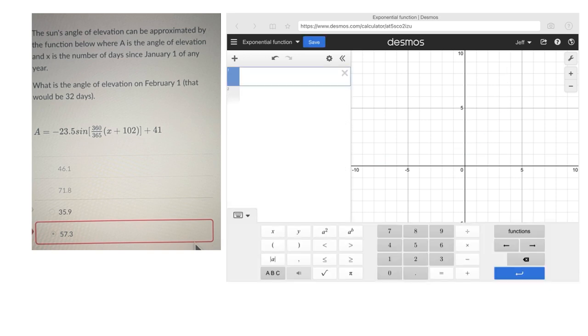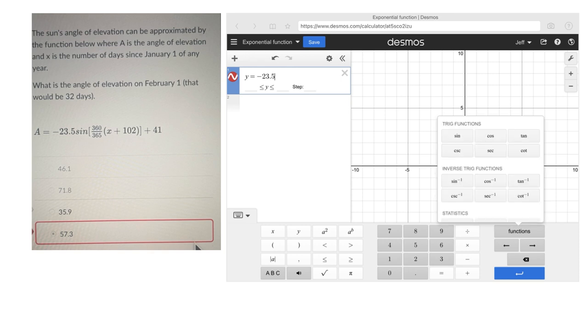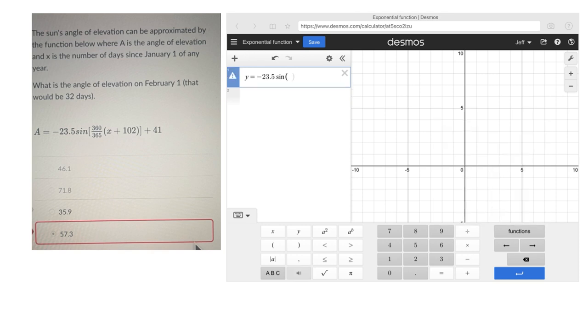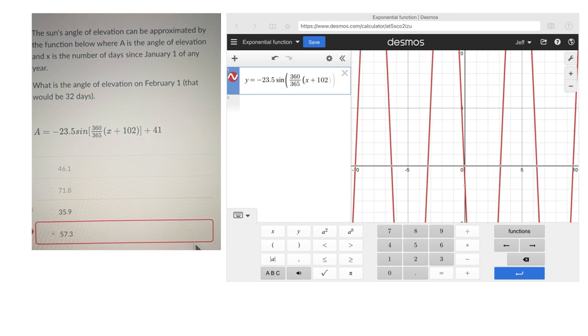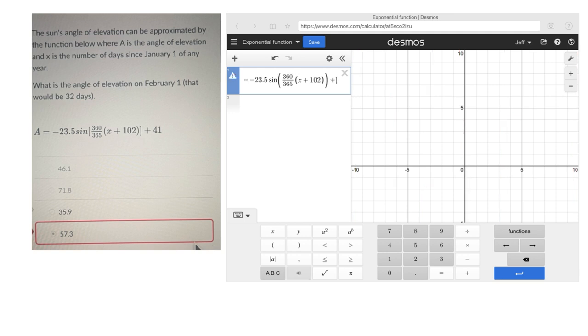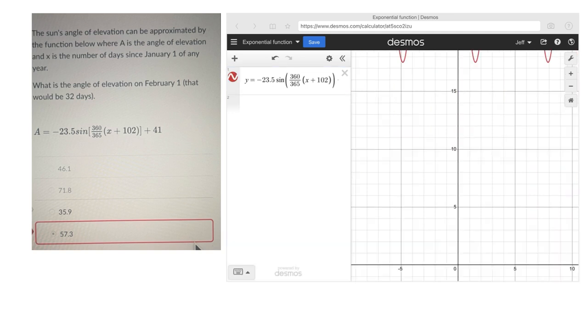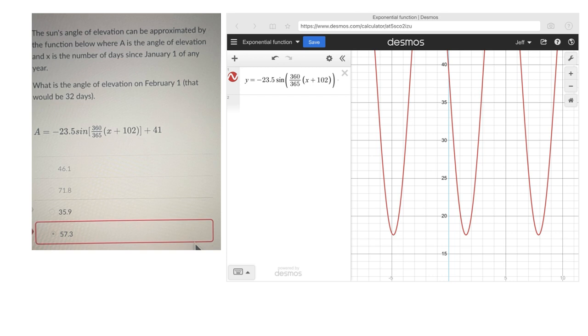Okay, so instead of a, I'm going to put y is equal to negative 23.5 sine, and then 360 divided by 365. Then beside that I've got to put a bracket, x plus 102 bracket. That ends my brackets, yep, plus 41. Okay, so it went up again. There's my graph right there.